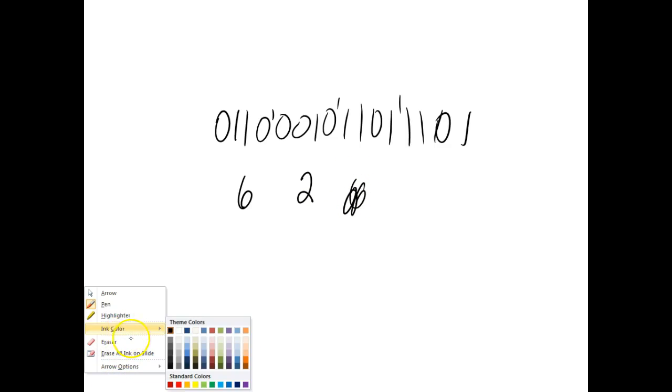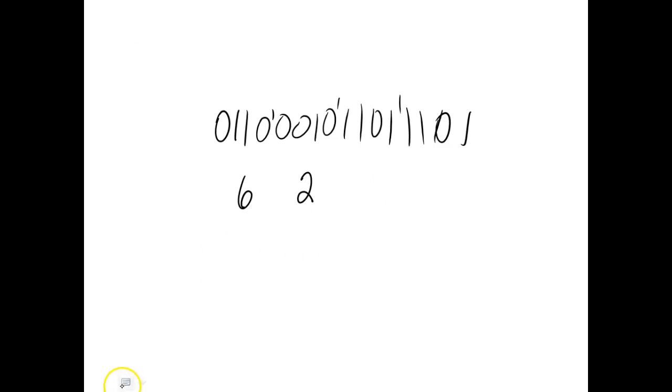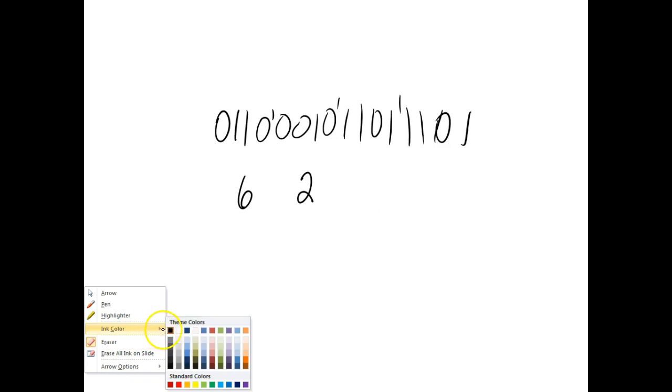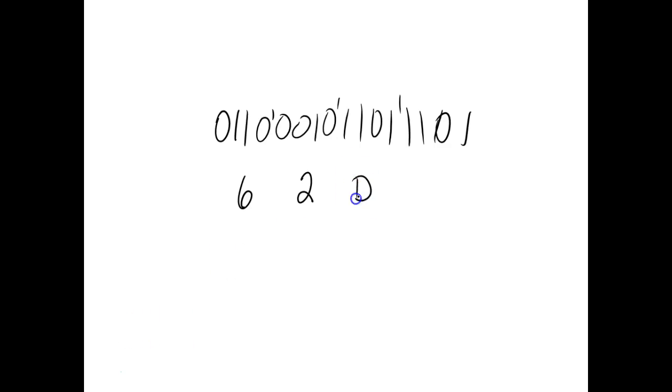Well, what I would do is I would convert this to hex. So this would be a what? 6. This would be a 2. This would be a 6. I'm sorry. This would be a D. I didn't see the other one. I see my dashes up there, right? So this would be a D, and this would be a D. 62DD.